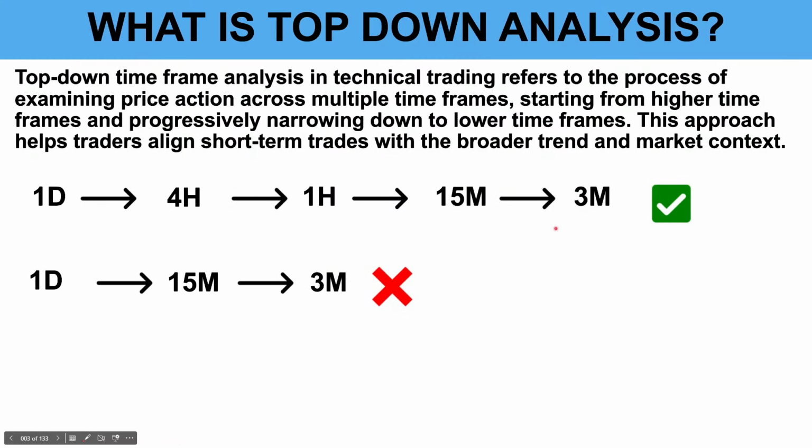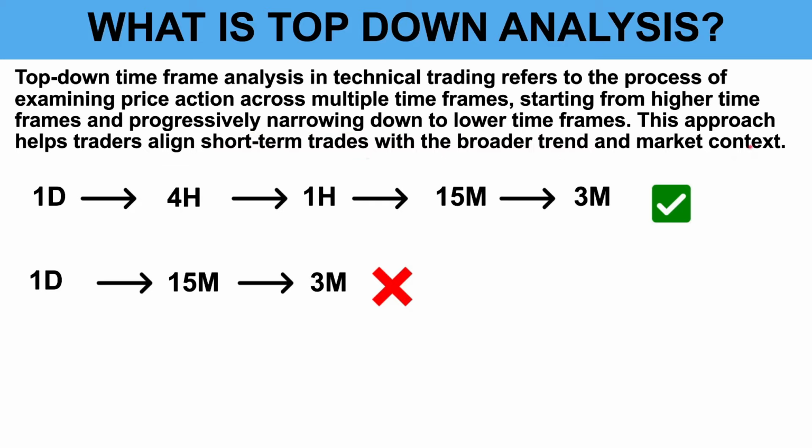Alright, so what exactly is top-down analysis? Top-down time frame analysis in technical trading refers to the process of examining price action across multiple different time frames, starting from a higher time frame and progressively narrowing down to the lower time frames. This approach helps traders align short-term trades with broader trend and market context.